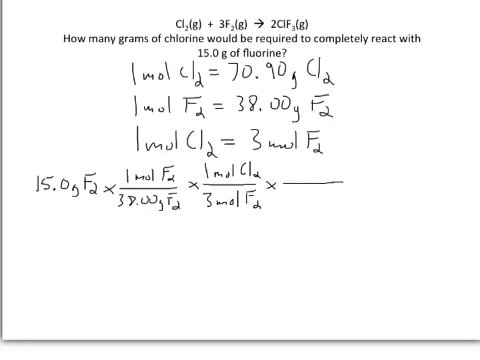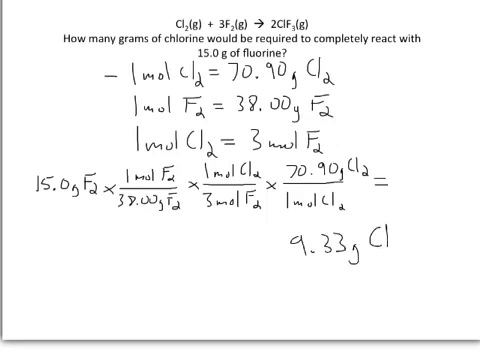At this point in the problem, I now have moles of chlorine. The problem asks about the grams of chlorine, so I want to convert to that using my first conversion factor. So I know that 1 mole of Cl2 is equivalent to 70.90 grams of Cl2. And so I'll multiply everything across the numerator, multiply everything across the denominator, divide those two, and the result that I get is 9.33 grams of Cl2. And that is our final result.